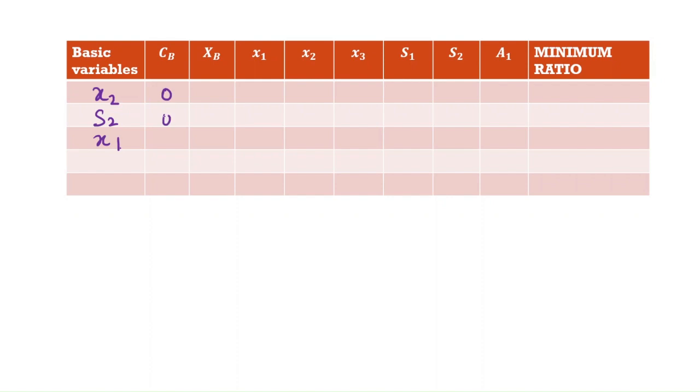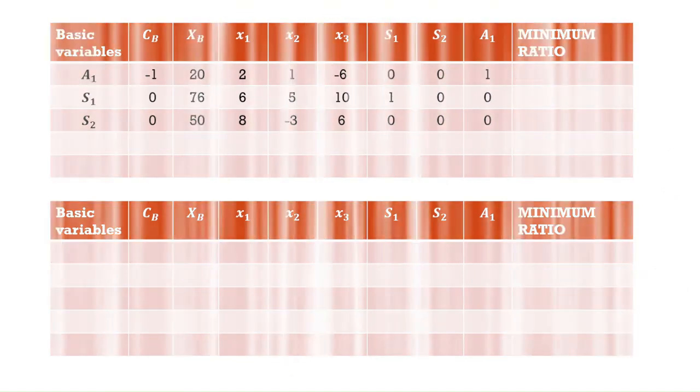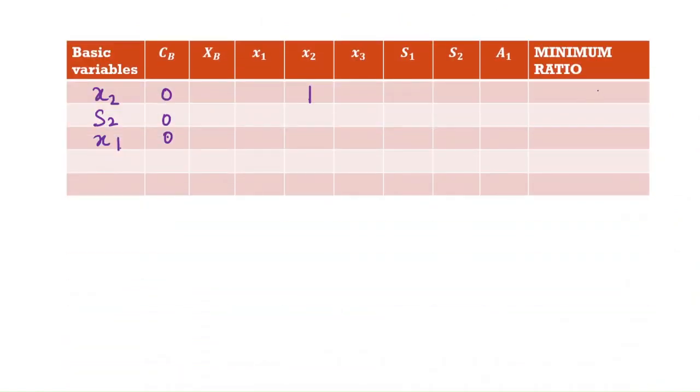So the cost is 0, and as we have the pivot element, we need to make it 1. So we have to divide the whole row by 4 by 7. So we'll get this. I'll quickly write the answers.